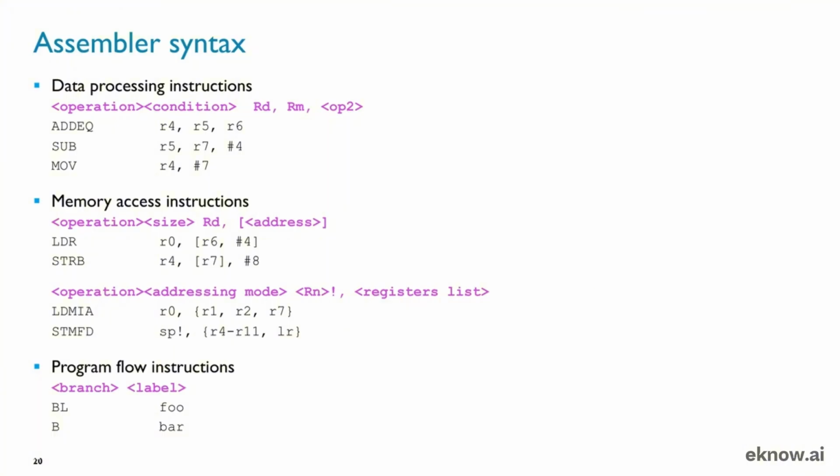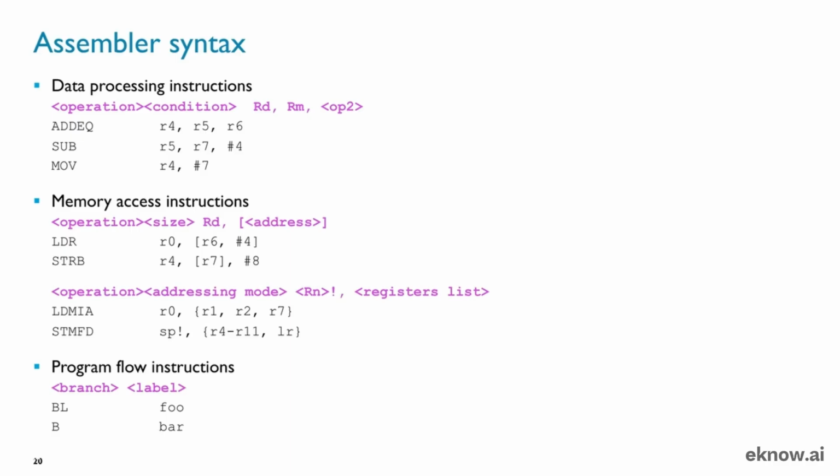Let's break that down. Operation is the command, like ADD for addition or SUB for subtraction. Condition is a very powerful feature of ARM. It allows an instruction to execute only if certain conditions are met, like if the result of a previous operation was 0. RD is the destination register, where the result is stored. And RM and op2 are the source operands, the values we're working with.